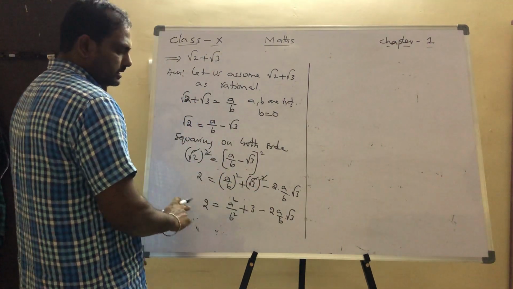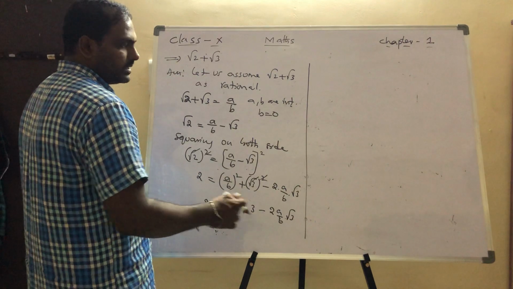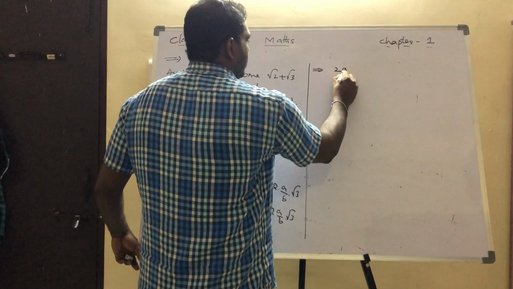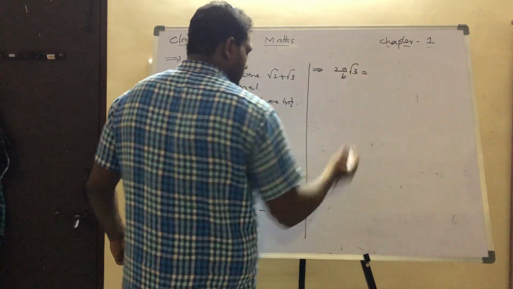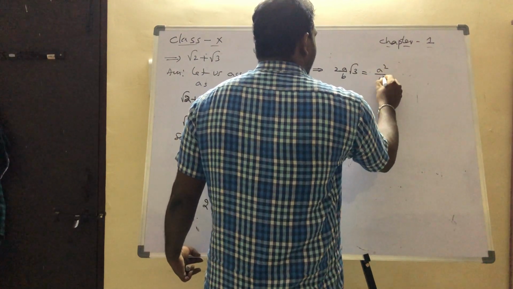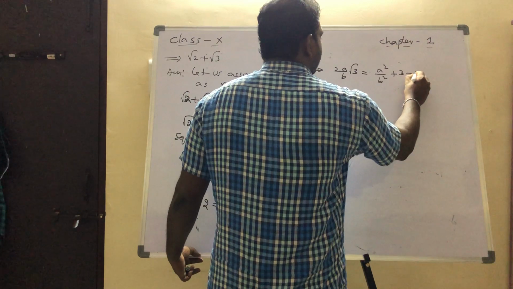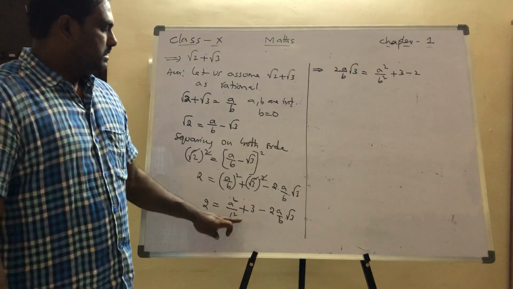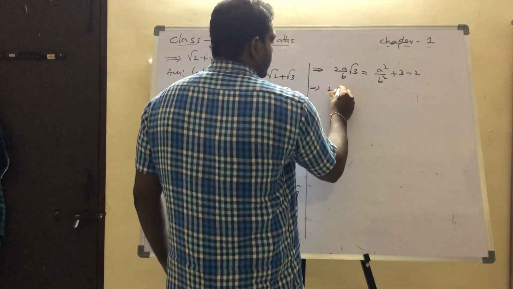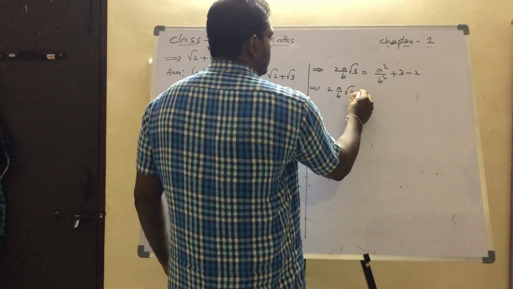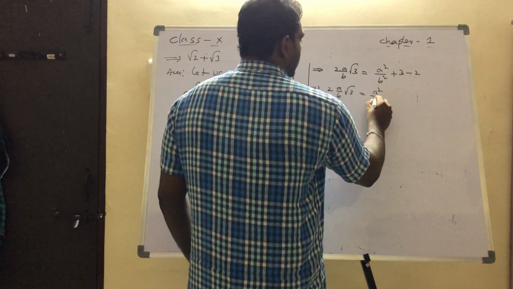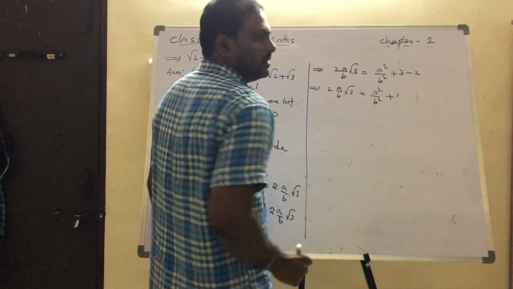This is minus, if it comes, this will become plus. And 2 is plus, if it goes, that will become minus. So what happens is that 2a by b root 3 is equal to a square by b square plus 3 minus 2. And what is the next step? 2a by b root 3 is equal to 3 minus 2, 1, so it is a square by b square plus 1. What is the next step?